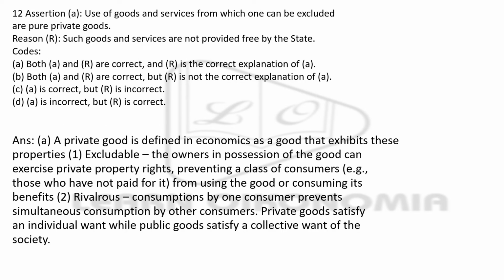Again, assertion and reason are given. The assertion is that goods and services from which one can be excluded are known as pure goods. And the reason is that such goods and services are not provided by the state. You have to say that option A is right.